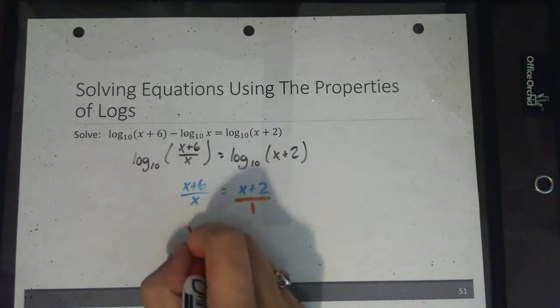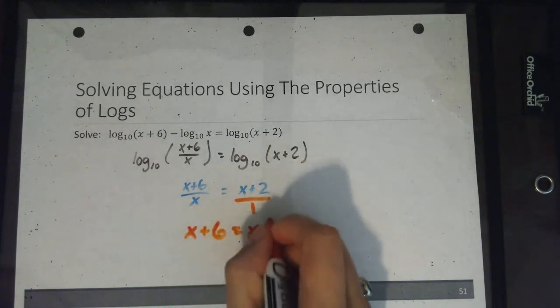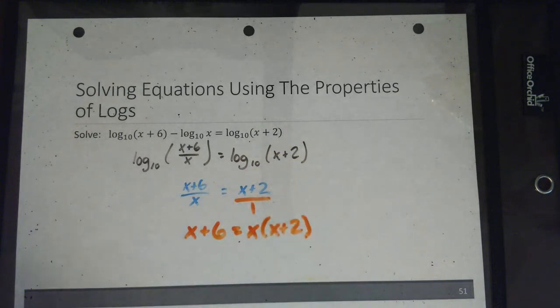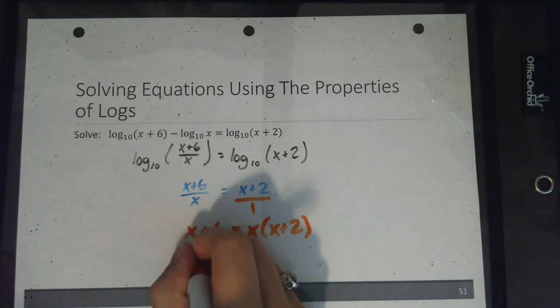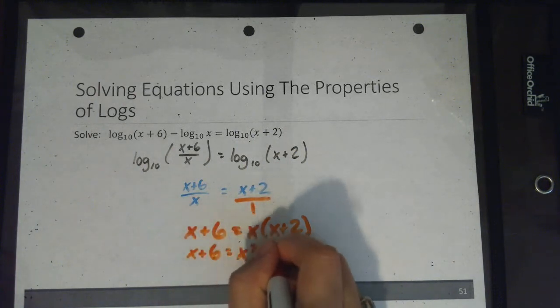1 times x plus 6 is x plus 6, and then that'll be equal to x times (x plus 2). So I cross multiplied. If I multiplied both sides of the equation by x, I would have gotten to this exact same place. On the right-hand side, I can distribute my x, so I'll have x plus 6 is equal to x squared plus 2x.